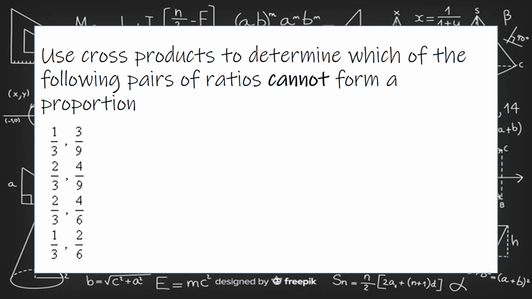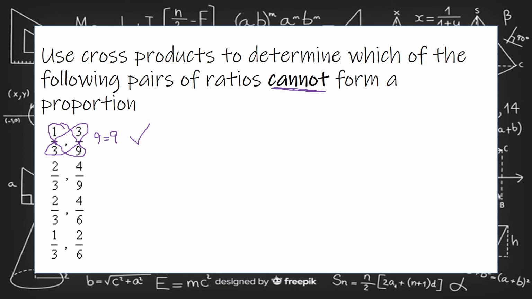Use cross products to determine which of the following pairs of ratios cannot form a proportion. So when we do these ratios and we cross multiply, this one, 1 times 9 is 9. 3 times 3 is 9. So that is a proportion. So this one is not an answer because we're looking for cannot.